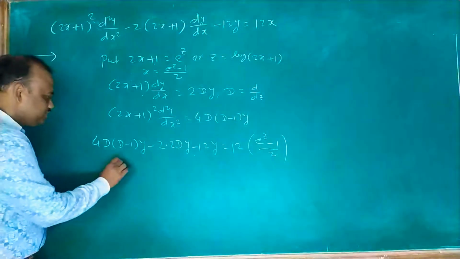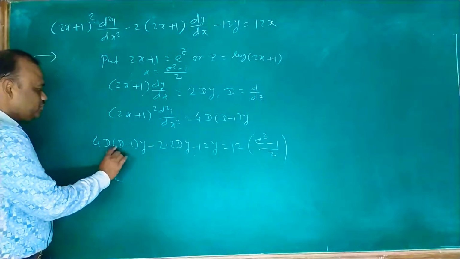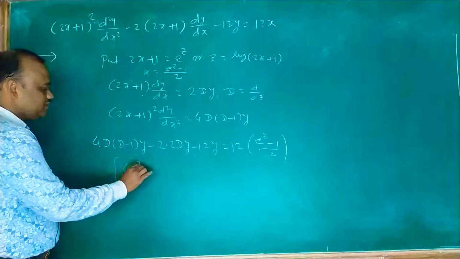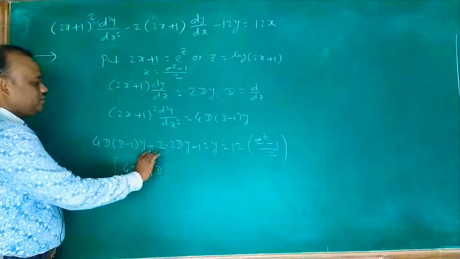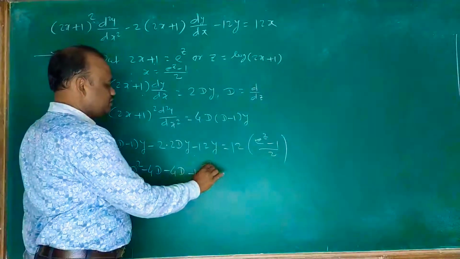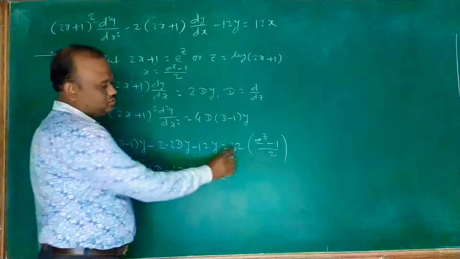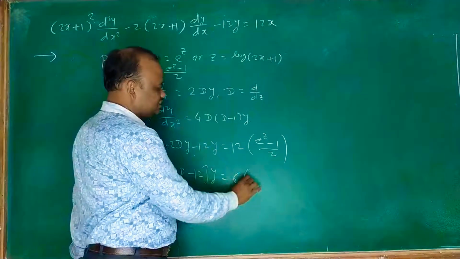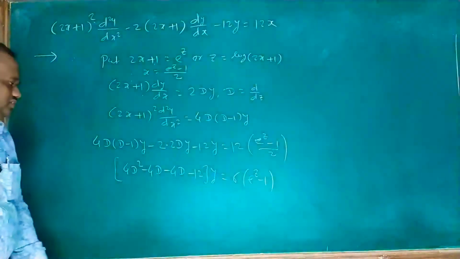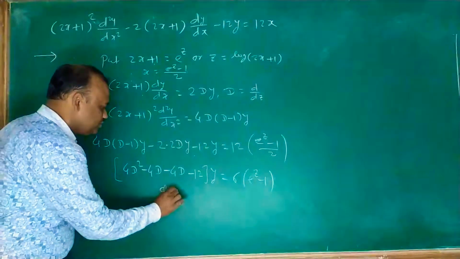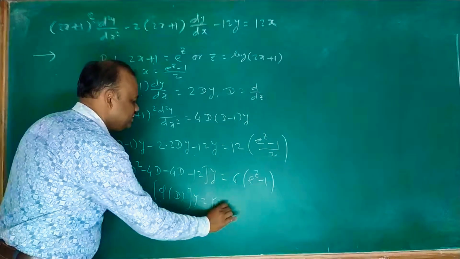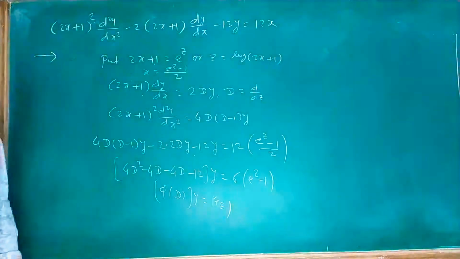Now from the LHS, if we take y common and multiply this 4D inside the bracket, 4D into D is 4D square minus 4D, and this minus 2 into 2 is 4D, minus 12, into y is equal to this 12 by 2, that is 6, into (e raised to z minus 1). So this is phi of D into y is equal to f of z form, that is a linear differential equation with constant coefficients.